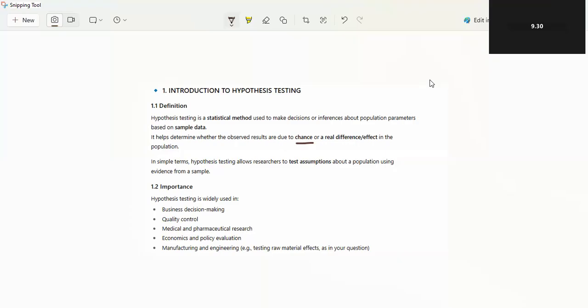You are a company, you produce mealie meal and you claim your 25 kg bag is actually 25, but a client comes and says, actually, it's 20 kgs. There's a 5 kg missing in there. So that difference, is it worth being sued for? So statistically, that's why hypothesis testing is there. It's important for making business decisions, quality control, for medical and pharmaceutical research. It is there for economic policy evaluation, manufacturing, and engineering. That is what hypothesis testing really in its applied context is all about.